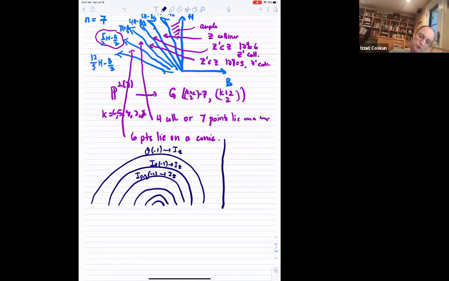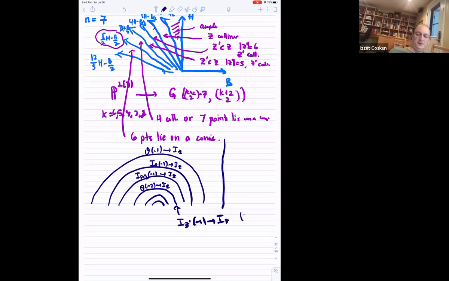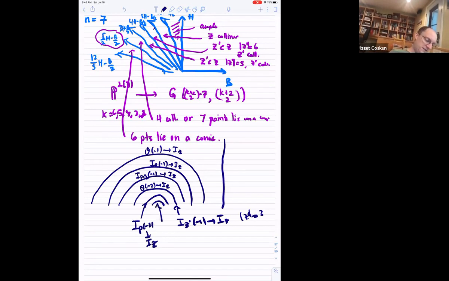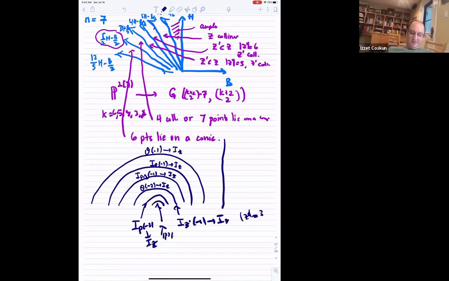Here you have 2 walls colliding. It's O(-2) mapping to I_Z, or there are 2 descriptions of this wall, or you have I_{Z'}(-1) mapping to I_Z, and here the length of Z' is 3 now. Here it's I_P(-2) mapping to I_Z, and then this final wall is given by T_{P^2}(-4) mapping to I_Z. Okay.